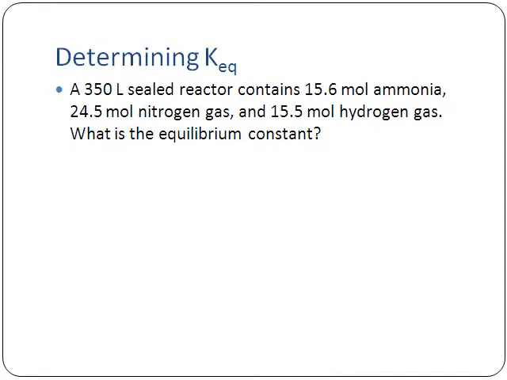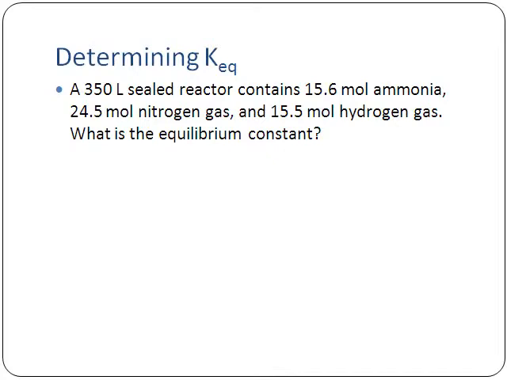So let's try another one. A 350 liter sealed container contains 15.6 moles of ammonia, 24.5 moles nitrogen gas, and 15.5 moles hydrogen gas. Presumably this is at equilibrium. I probably should have said that in the question. What is the equilibrium constant?